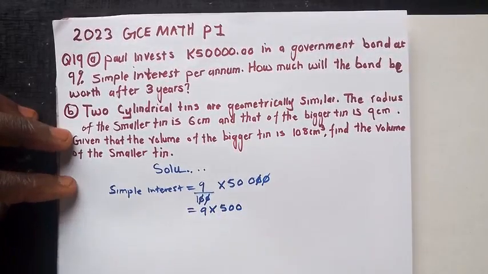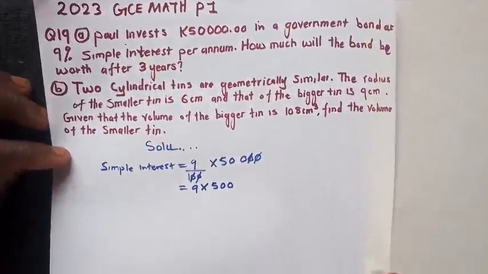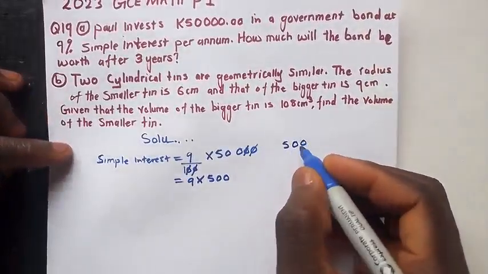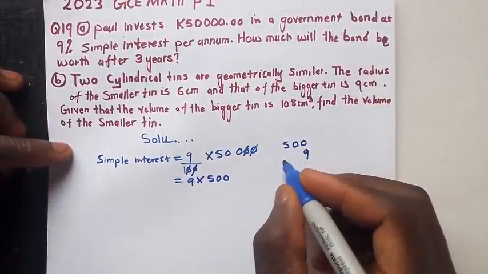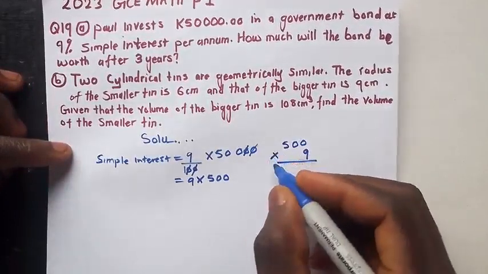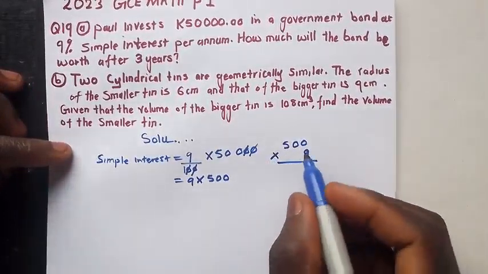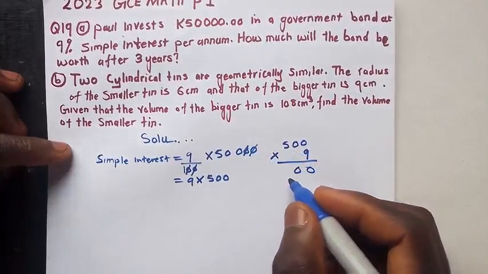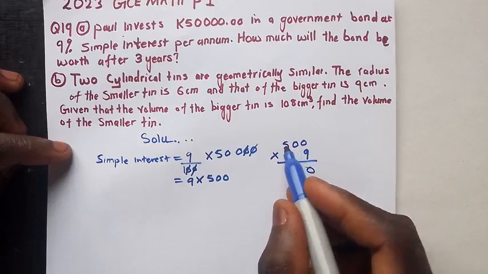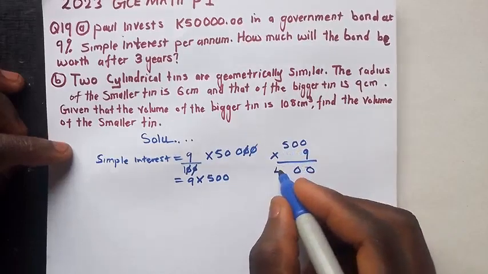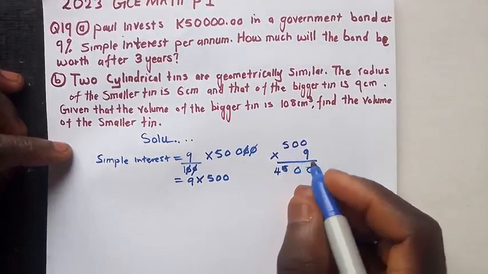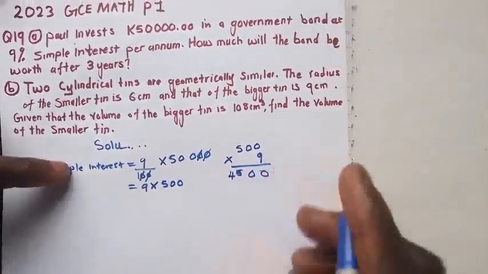500. So in this case here, let me try to do it like this. I'm going to say 500 multiplied by 9. So 9 multiplied by 0, that's 0. 9 multiplied by 0, that's 0. Then 9 multiplied by 5, it is 45. So if you don't know that 9 multiplied by 5 is 45, just use this method. I'm going to show you.